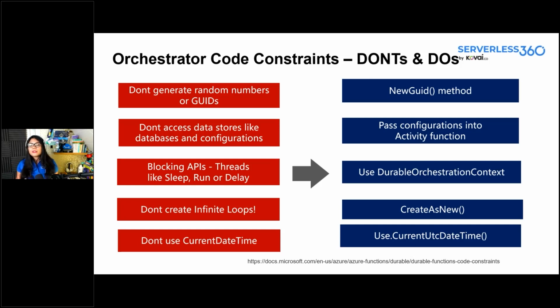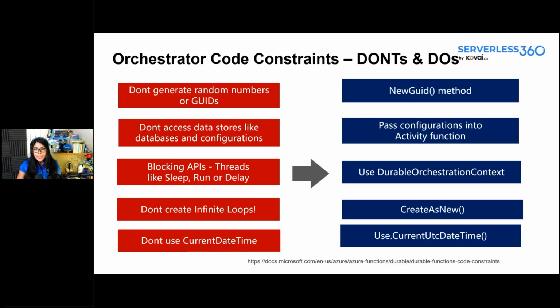However, there's a solution for that. If you want to repeat something, there's a method under the durable orchestration context. This is specific to .NET, but it can be almost the same syntax for other languages. There's a method called create as new, so you can actually call another instance using that method. And in the context as well, there's the current UTC datetime method that you can use instead of the default one in .NET, for example.